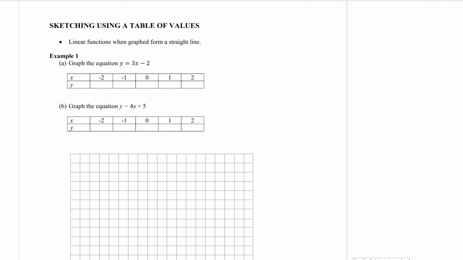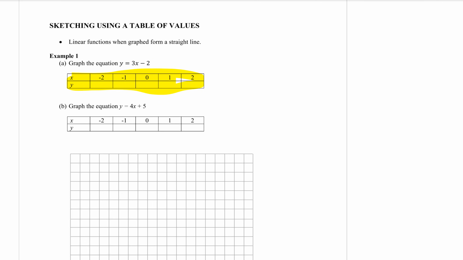Hello Year 8. Today we're going on with sketching using a table of values. A large portion of this topic is about sketching straight lines, and we're going to use a few different techniques to do that. Today we're learning the first technique, which is using a table of values to help us. So you can see the tables that we're going to use here. The table of values looks like this.